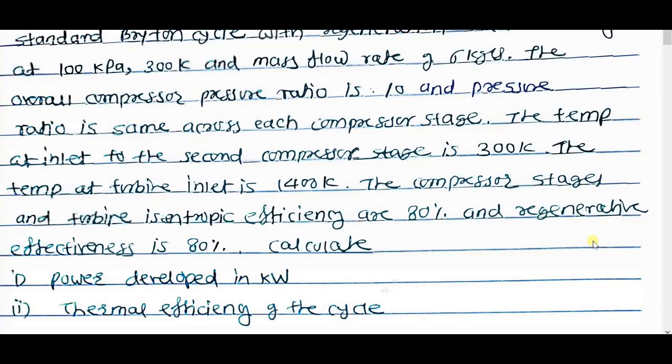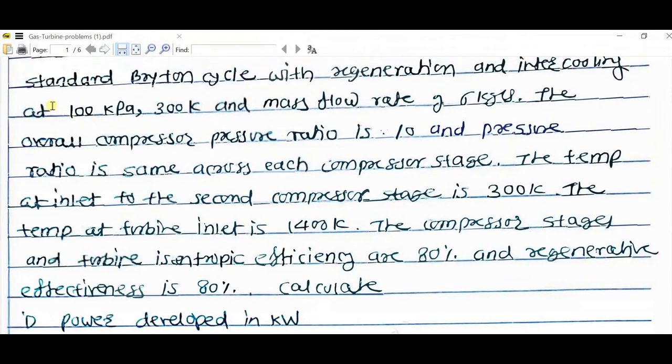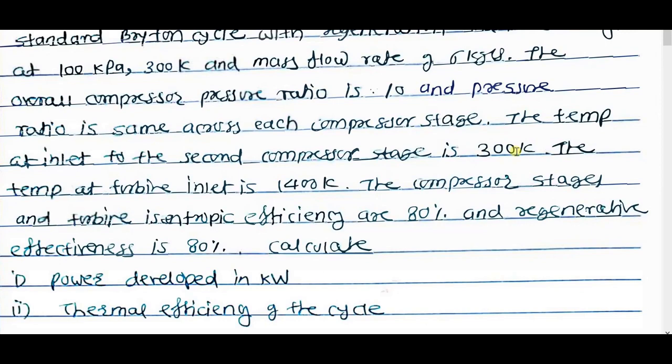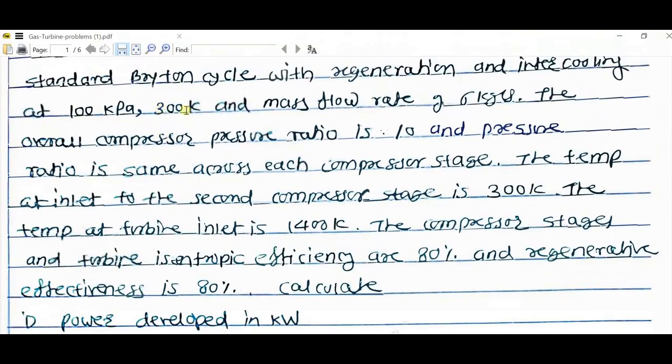So basically this is the problem which involves compression in two stages. Okay, so there is intercooling. The inlet temperature of the air is 300 Kelvin. The temperature at the inlet of the second compressor stage is 300 Kelvin. So the temperature at the second stage inlet is the same as the first stage inlet, you can see here.